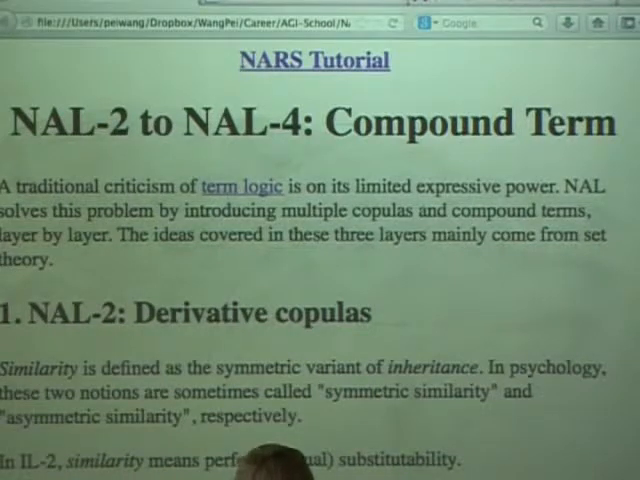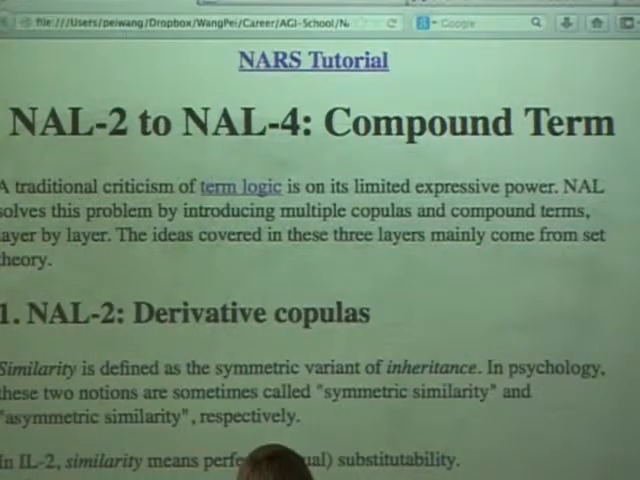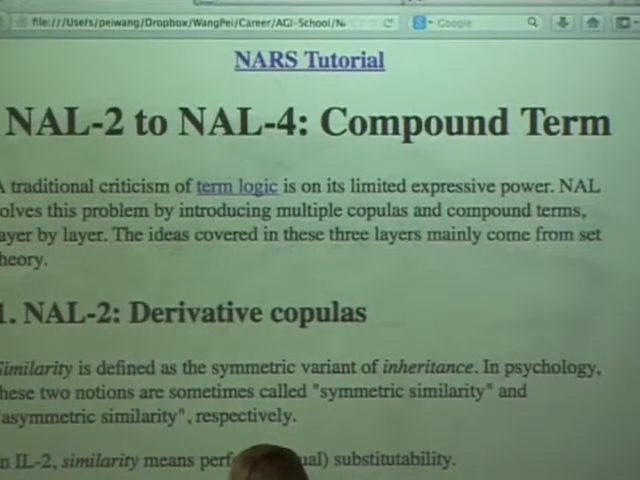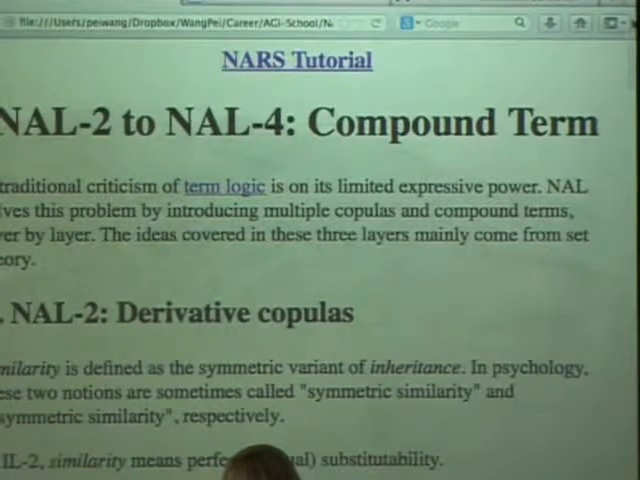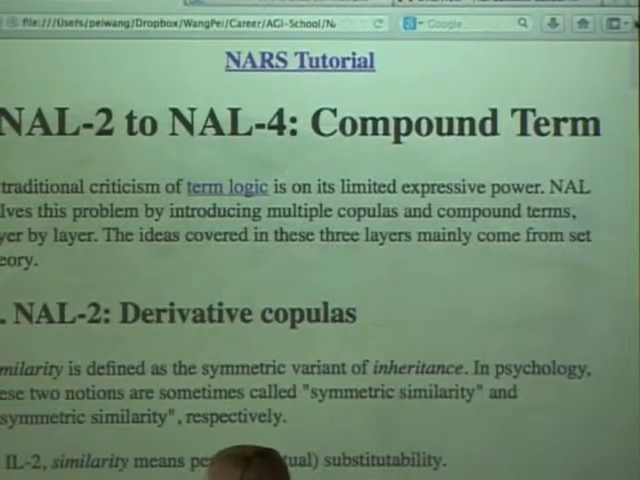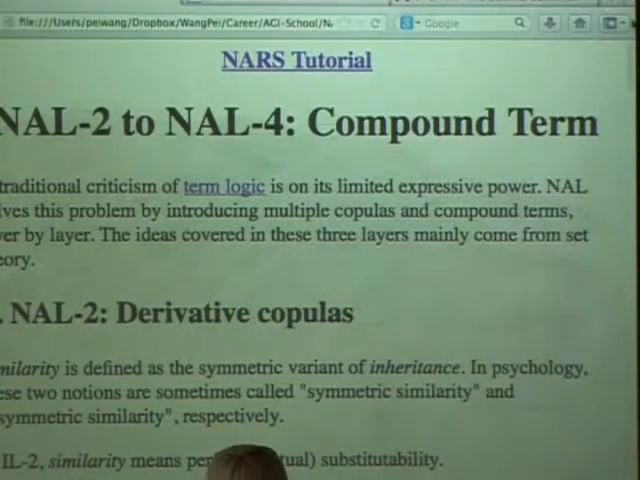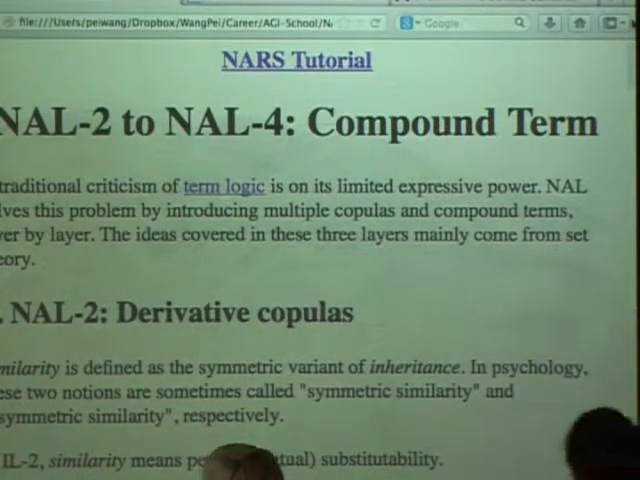Let's continue this tutorial on NARS. Last week we covered the first layer, with a fairly complete description of the language, the inference rules, and the implementation.